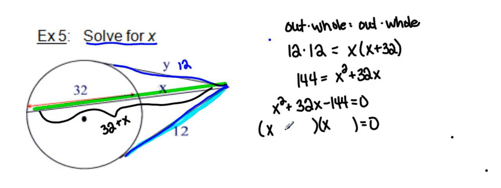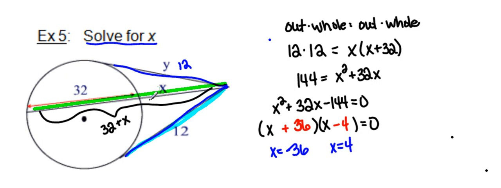So if you found one of the binomial factors to be x plus 36 and the other one to be x minus 4, you were spot on. Together they have a product that's equal to negative 144 and a sum that's equal to 32. So possible values for x here are negative 36 or 4.